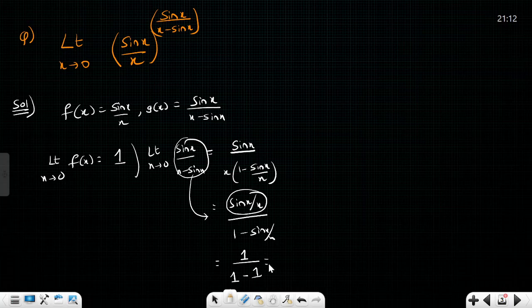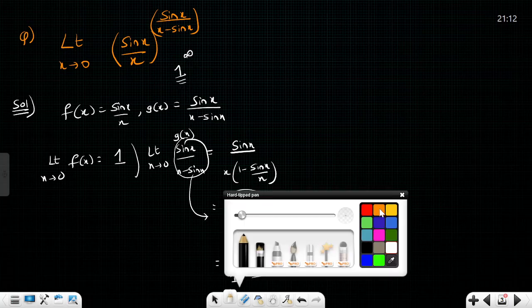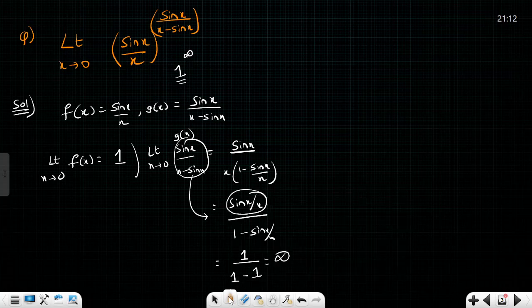So 1 by 0, so infinity. So this is g of x. The numerator is going towards infinity, the base is going towards 1, therefore it is 1 power infinity. First you have to confirm that. Till now the question solving has not started. We only confirmed that it is 1 power infinity format. Please note down this one.